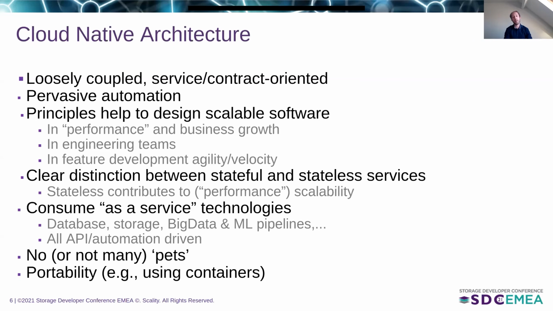And last but not least, cloud native architectures are often also portable. It allows you to port your software quite easily from one environment to another. It doesn't mean it's write once, run anywhere. But for example, containers help you to be able to move your cloud native application from an on-premises environment to a similar one in the cloud environment, or the other way around.